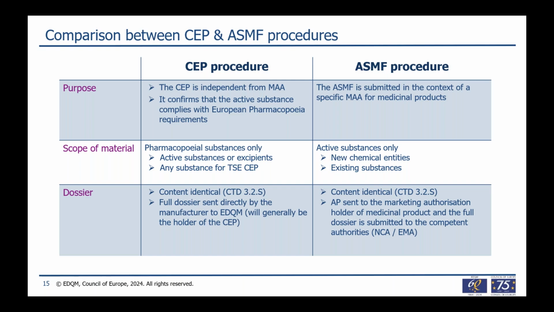Regarding the content of the dossier, it is essentially the same for both the CEP and the ASMF procedure. However, an important difference is that in the CEP procedure, the dossier is submitted to the EDQM by the manufacturer, and there is no need to divide the module 3.2.S part of the dossier into an applicant part and a restricted part. Whereas for the ASMF procedure, the applicant part is sent to the marketing authorization holder, and the full dossier is submitted to competent authorities.